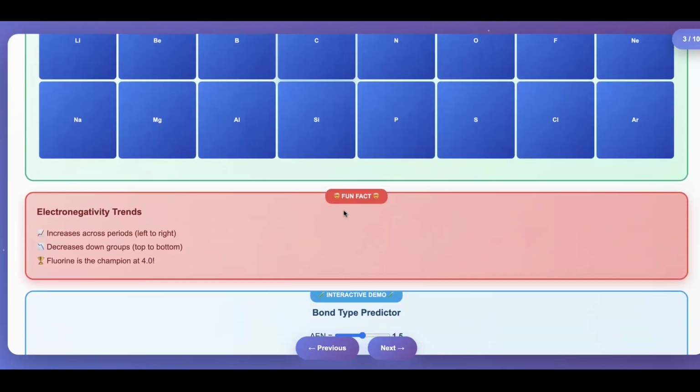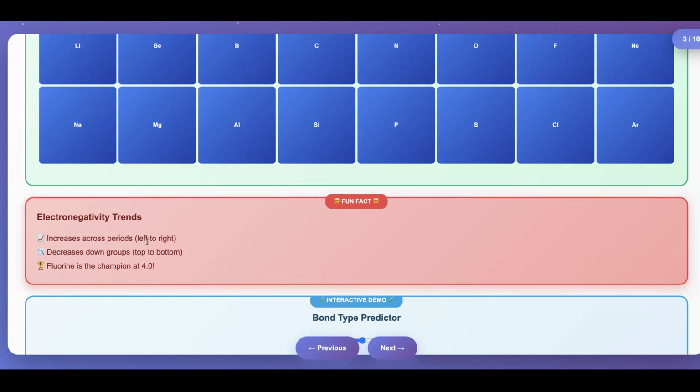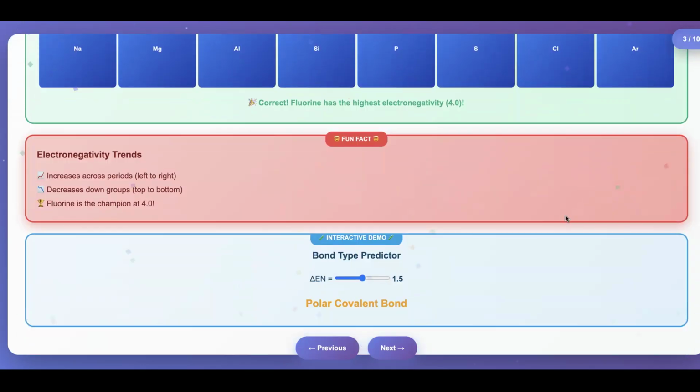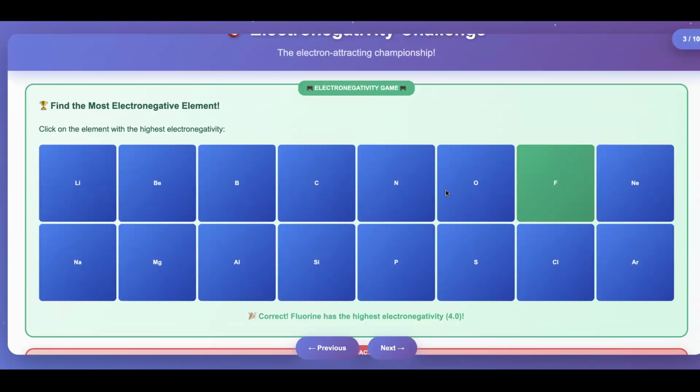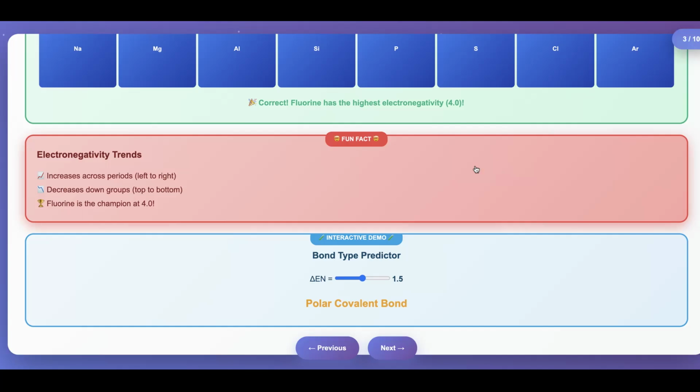Remember that as you go to the right, the electronegativity increases, and as you go down the periodic table, it decreases. The biggest one, with the highest electronegativity, is fluorine. It has a value of 4. The difference between the electronegativity of different atoms, like hydrogen and chlorine, makes it a very easy way to predict the type of bond.